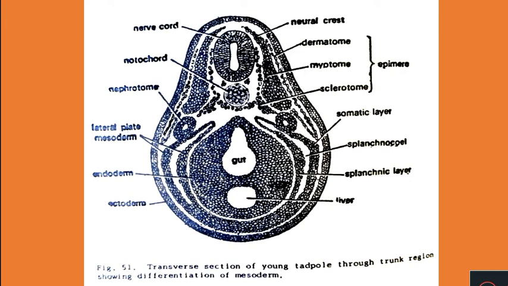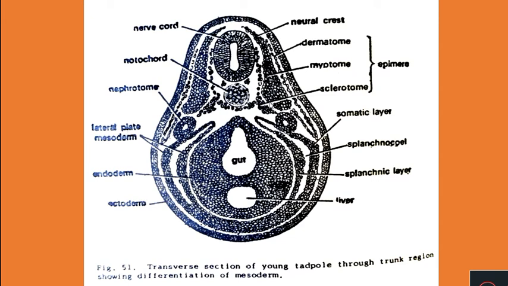This dermatome gives rise to the dermis of the skin. So, we can say dermis is originating from the mesoderm. Now, the second part of this epimere, that is the myotome. Myotome represents the major portion of this somite.